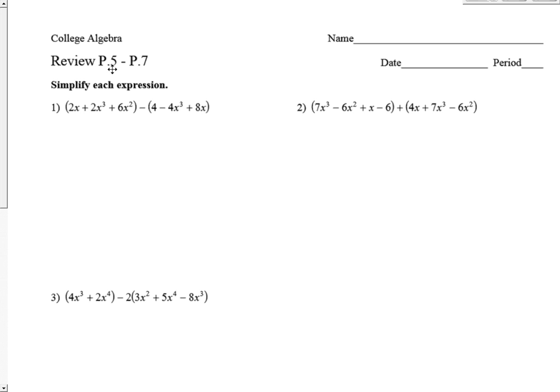This is the review for the test of P.5 to P.7. So here we are simplifying each expression for numbers 1, 2, and 3.